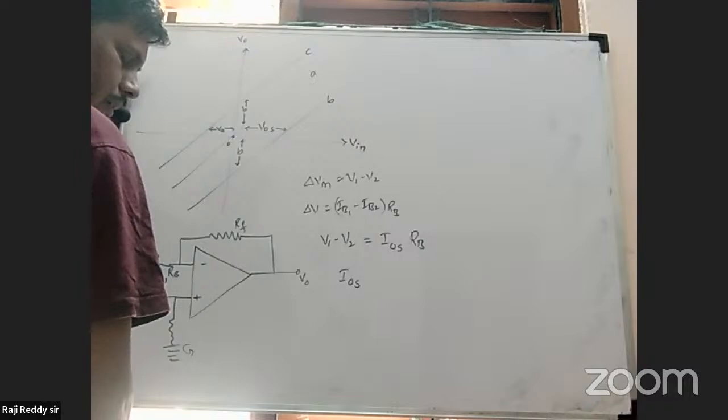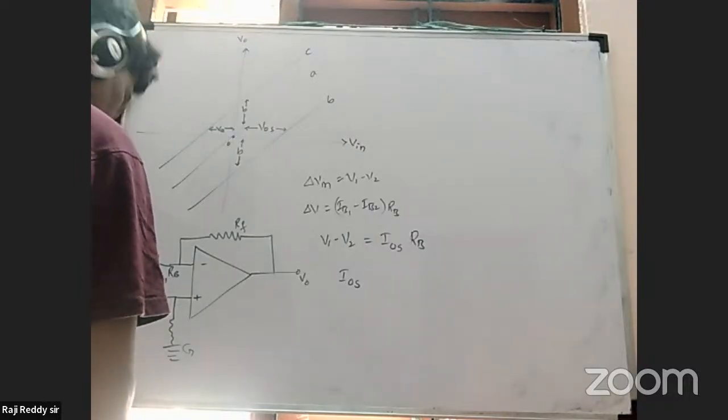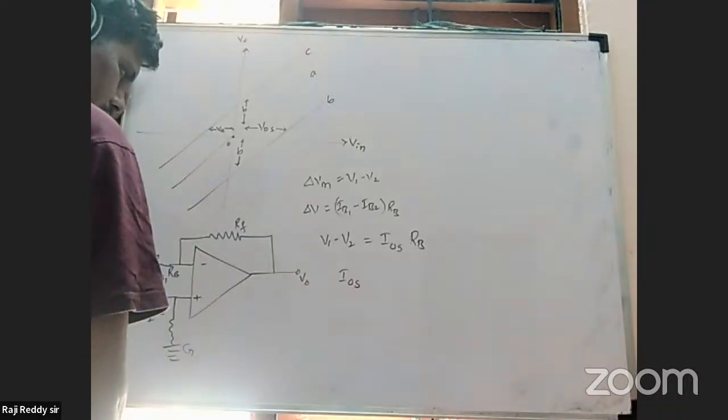Offset current is I, and VOS is the offset voltage.